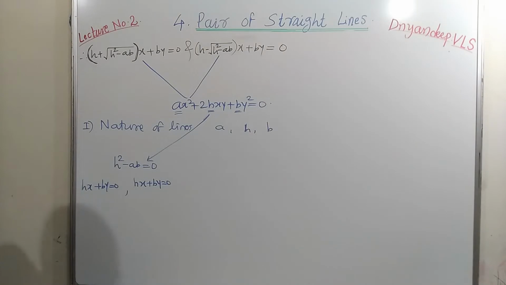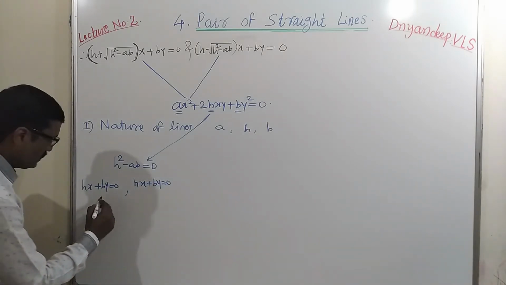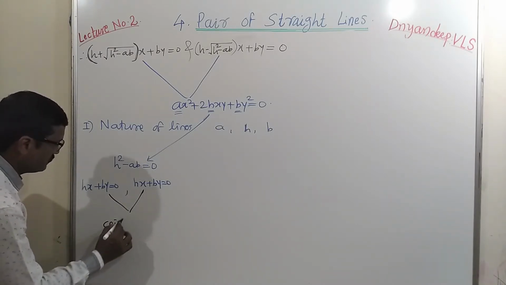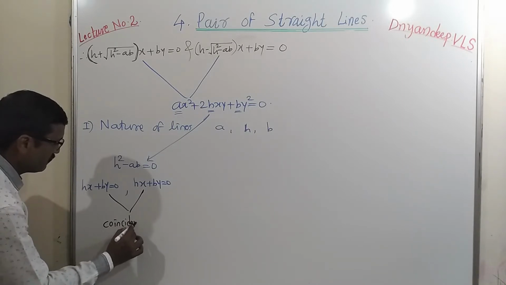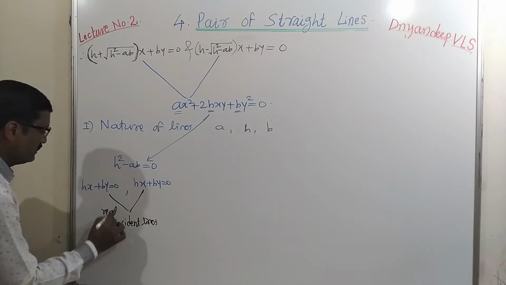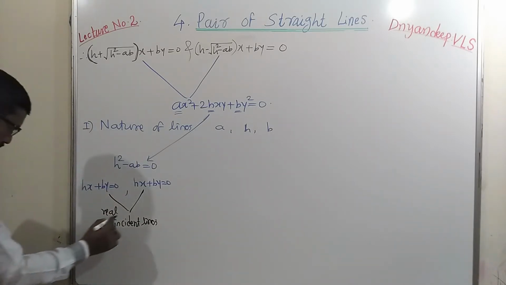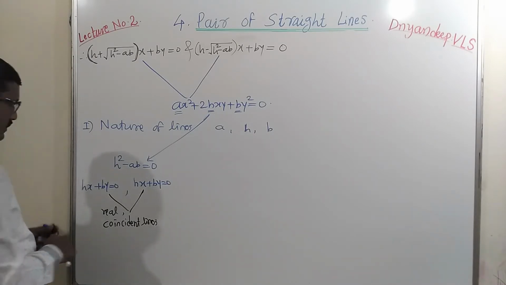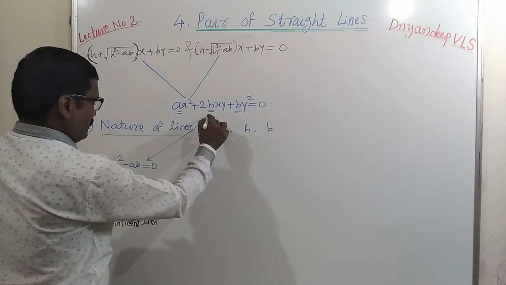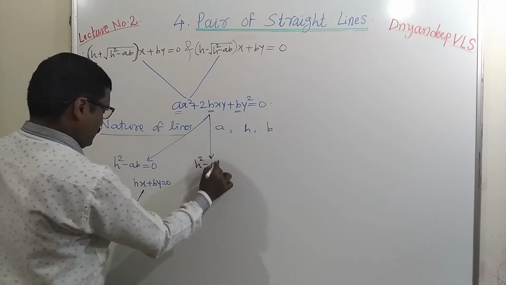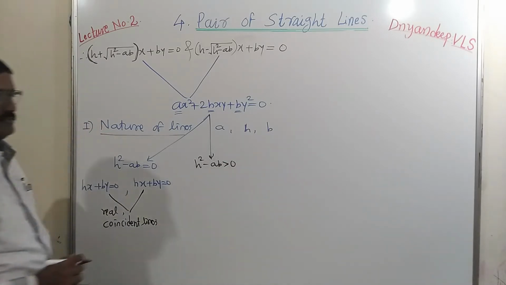And whenever the equations of two lines are the same, obviously those two lines are coincident. Therefore we can say that we get coincident lines, or we can call them real coincident lines. Real and coincident lines, that is the first nature of lines. Okay, then let us see the second one, that is if h square minus ab is positive.